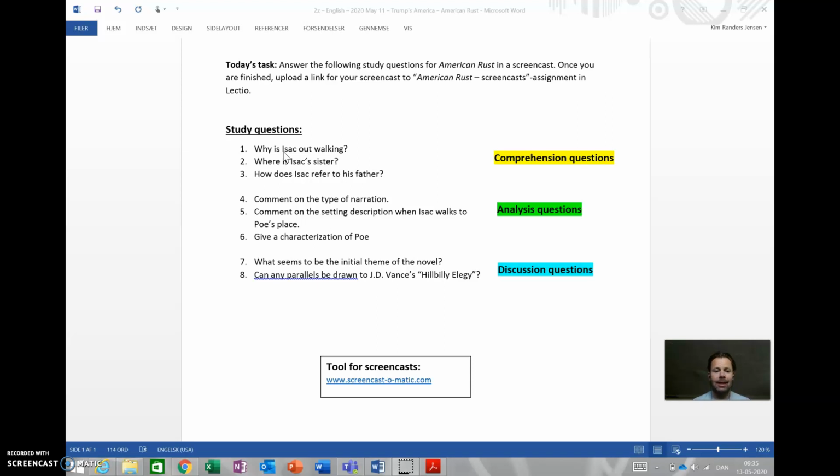Now it's just a comprehension question because we're not analyzing any literary tools here. We're not comparing this character to another character and evaluating whether or not there are similarities or differences and so forth. So it's not a discussion question either. It is really just understanding what sets events in motion here in the beginning of the book.